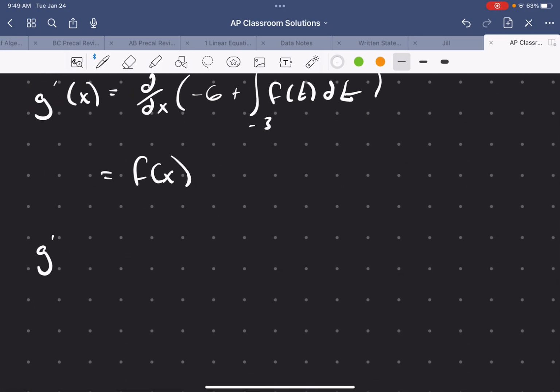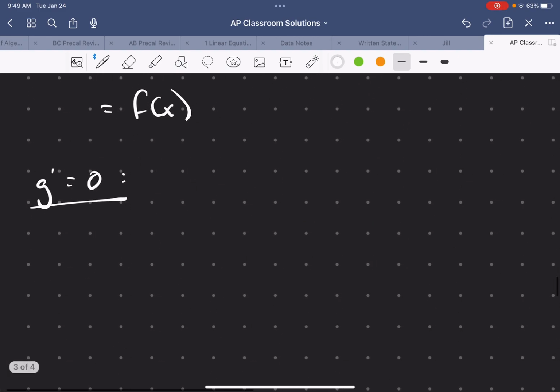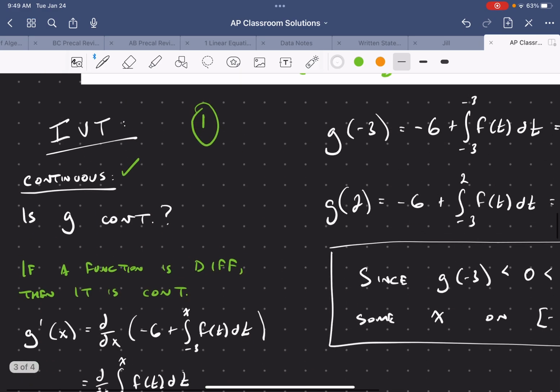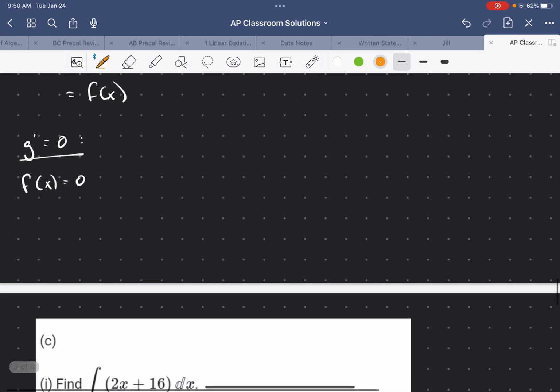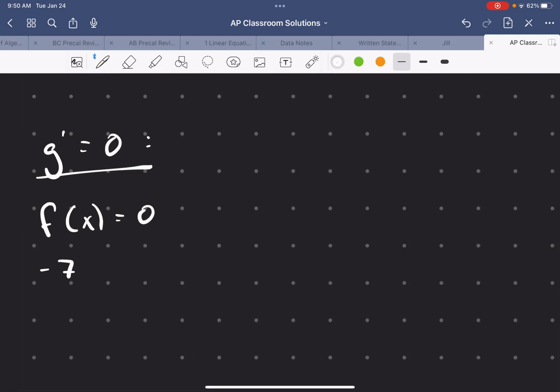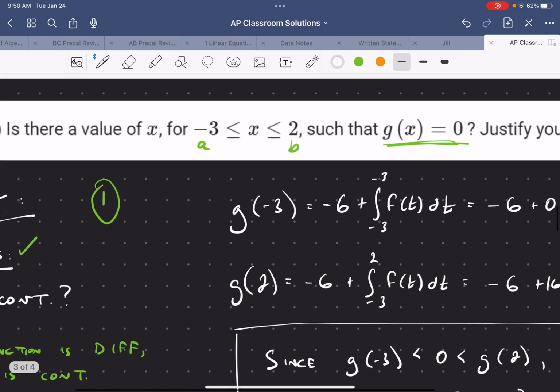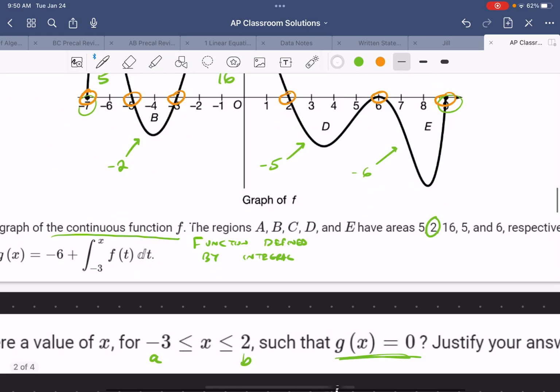So g prime of x is actually just equal to f of x. So if I want to find my critical points, I have to set g prime equal to 0, which means that f of x is equal to 0. And f of x equals 0, I can find those answers on the graph. F of x is equal to 0 whenever this thing hits the x-axis, because we're looking at the graph of f, right? So this thing is equal to 0 whenever I have x-intercepts. So those values would be -7, -5, -3, +2. Let's go back. I think it was +2. And also, yeah, +2, and then it was 6 and 9.